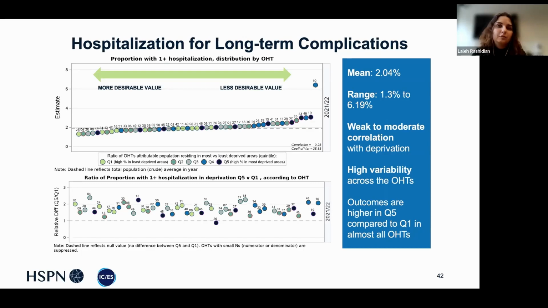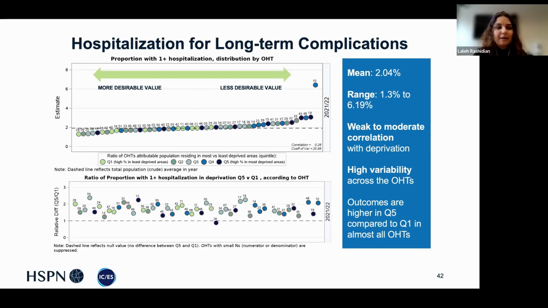This is the proportion of patients with diabetes over the age of 18 who have had at least one hospitalization for long-term diabetes-related complications, such as amputation, blindness, kidney failure, etc., within the past year. The average for this was around 2%, but this ranged from 1.3 to 6.2, more than a 4-fold difference. However, we do have an outlier here on the right, but when we take that into account, we have high variability across our OHTs.